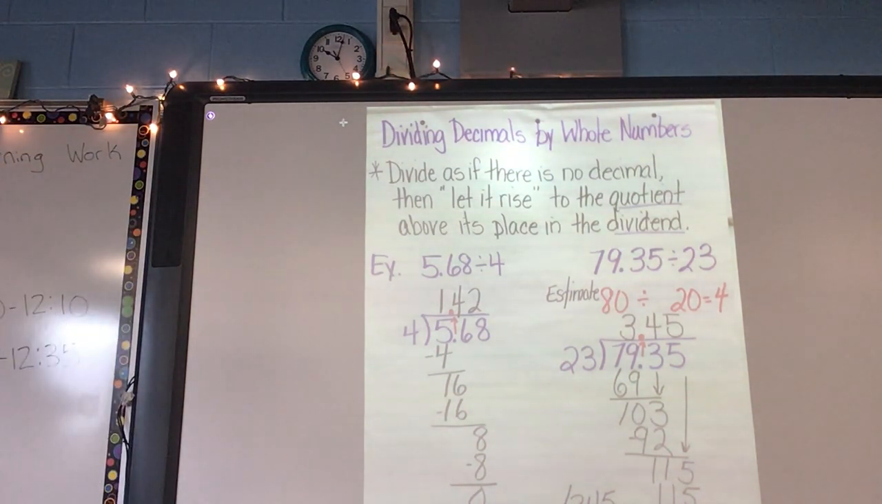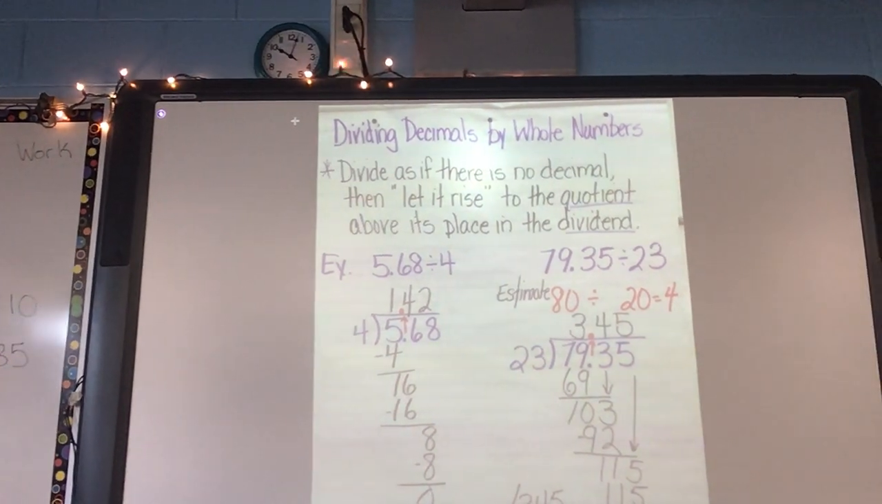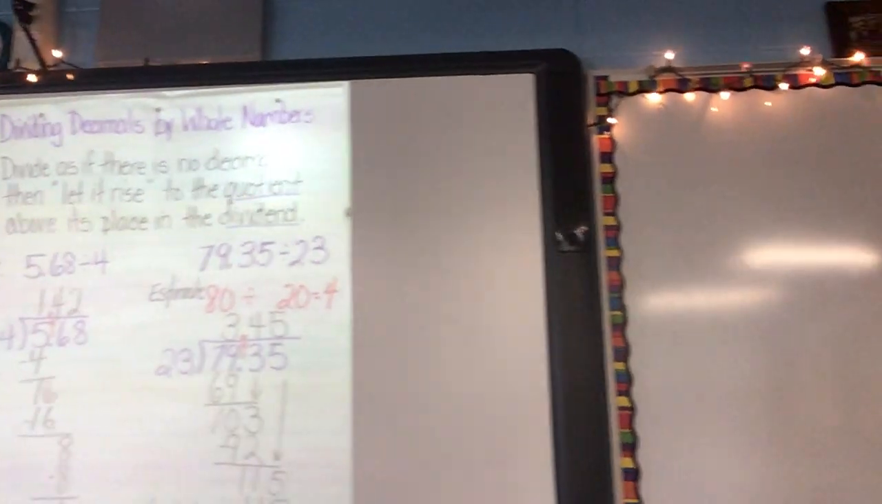All right, so our help sheet tells us that we're going to divide like normal. That was just like our multiplication. We just multiplied like normal, and then we worried about our decimal. Same thing with dividing. We're going to divide like normal, and then at the end, we're going to let that decimal rise up. Okay? When we have our quotient, we will then follow that decimal place up. Okay? What does that word quotient mean?